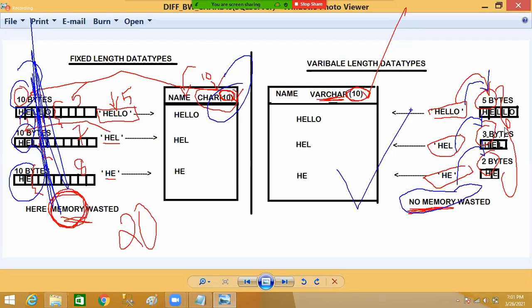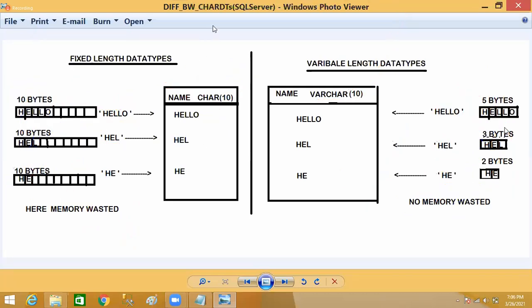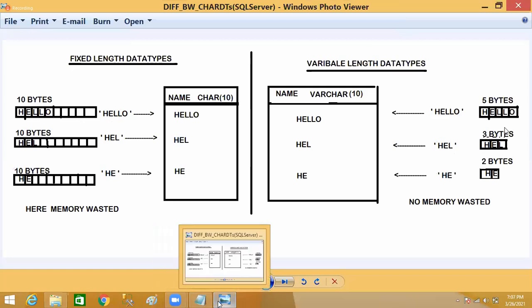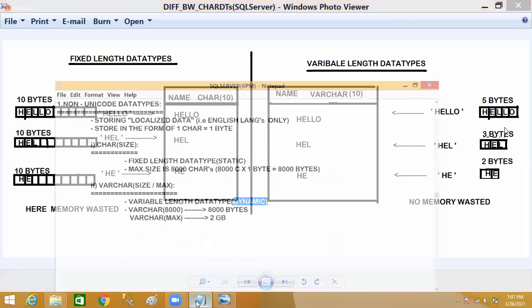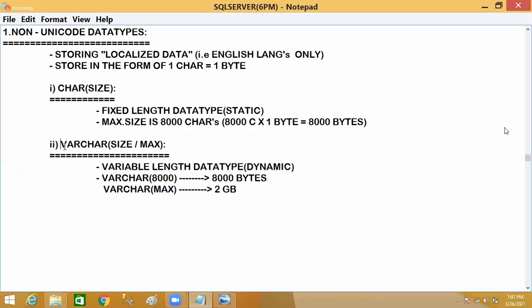So that's why, in real time, most people are using varchar data types in their applications to save memory. Now that is what we can call character. So these are the differences between variable length and fixed length data types: any fixed length data type, any variable length data type. This is the main difference, the memory wasted. To overcome this problem, we use varchar. So you can use varchar mostly to save our memory instead of char.